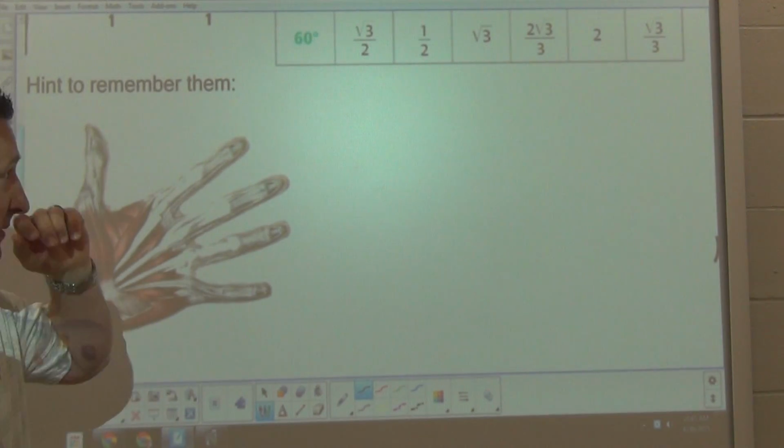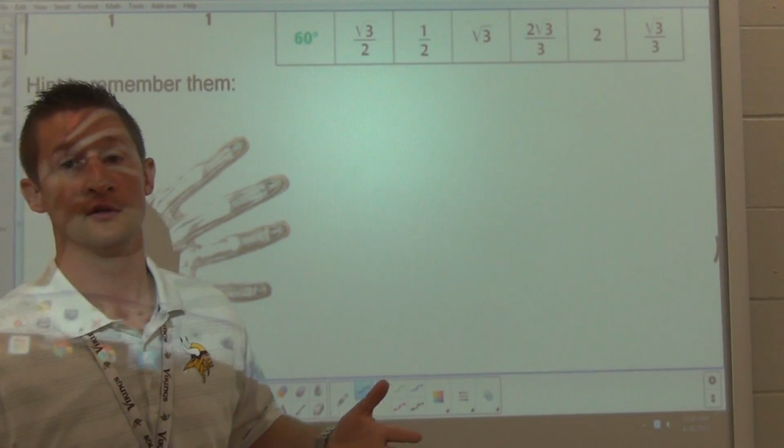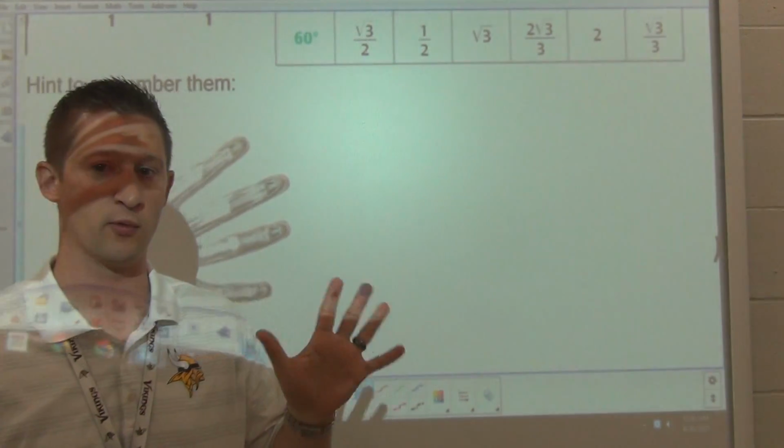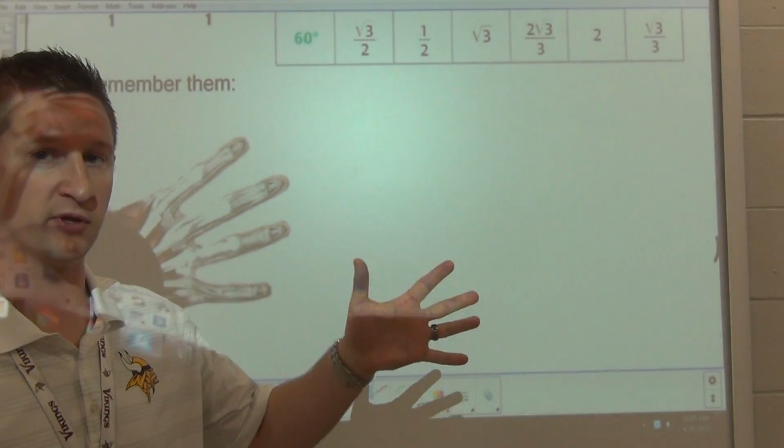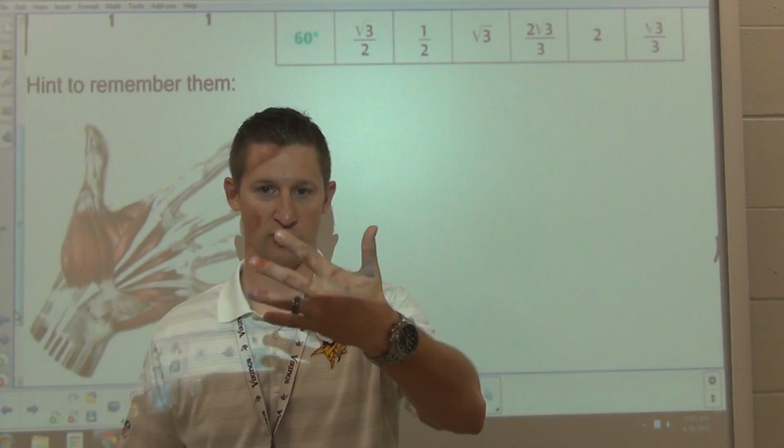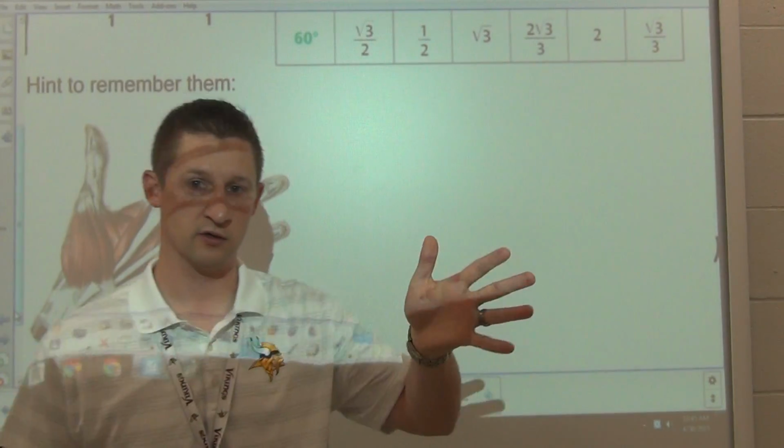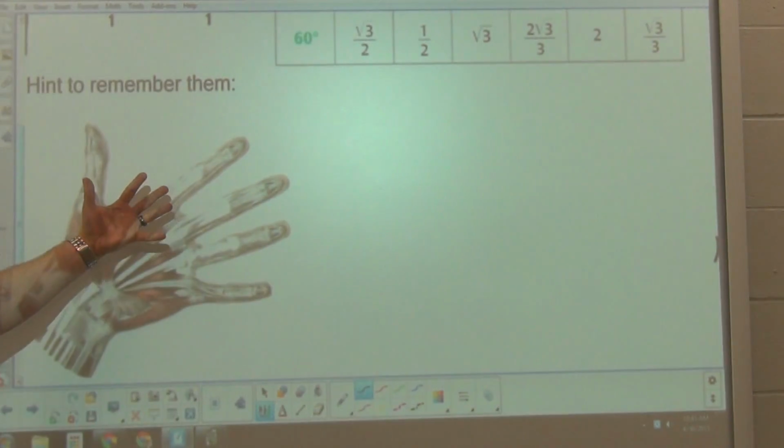If I need to remember the values of sine, especially we'll start with sine, what I'm going to do is I'm going to look at my hand. Now typically when you look at your hand, you're going to look at it like this, with your left hand right in front of you. So I'm going to go backwards for the camera here, and I got my nice big hand on the board.